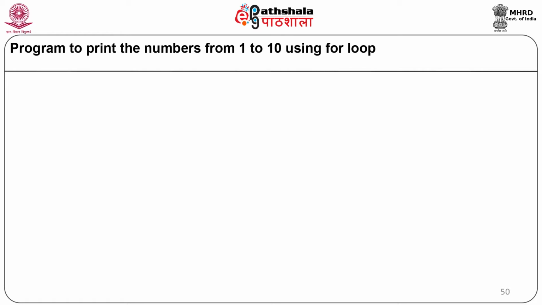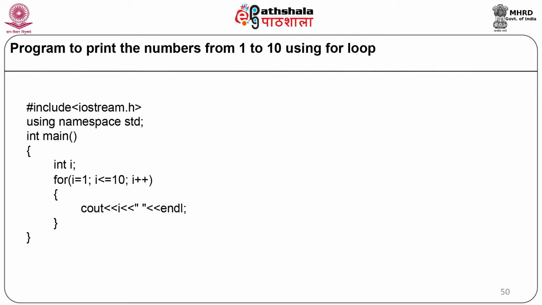Now let us see a simple program to print the numbers from 1 to 10 using the for loop. We will start with the program: #include <iostream>, using namespace std, int main. Here integer i is declared. Now we will start with the for loop: i = 1, which is basically the initialization statement. i <= 10 is the condition, i++ is the increment part, and inside the for loop we are writing the statement cout << i << endl, and we end the main program.